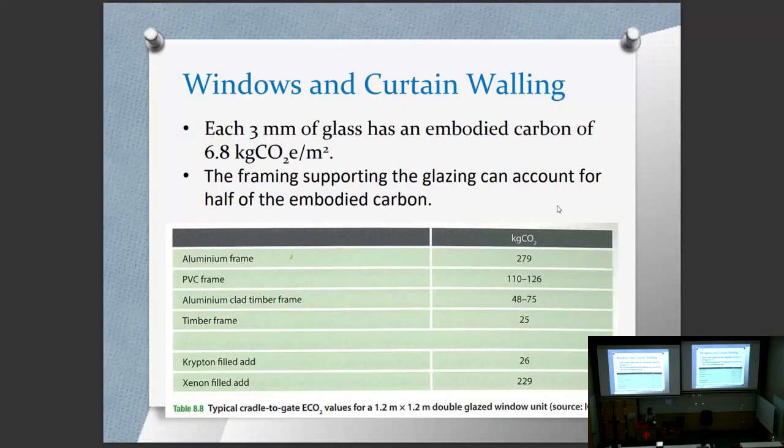Next would be 3 mm windows and curtain walling. Okay, each 3 mm of glass has an embodied carbon of around 6.8 kg of carbon dioxide equivalent per square meter of surface area. And the framing supporting the glazing can account for half of the embodied carbon. Okay, so not just the glazing, we need the window frame. And the window frame actually constitutes half of the embodied carbon of the window. And these are some examples for your reference.